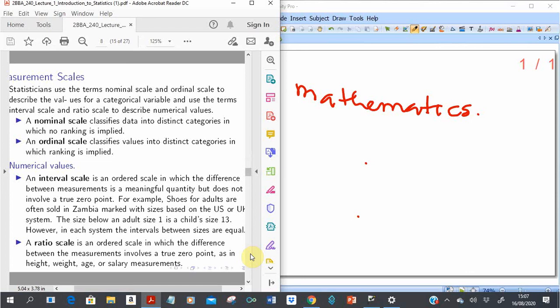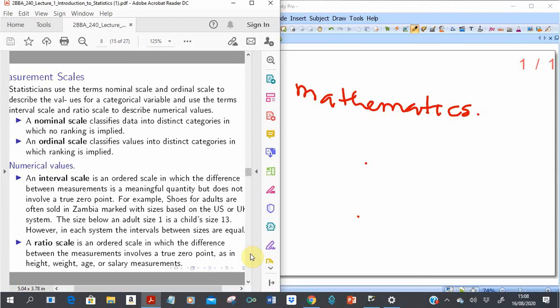Categorical data can be divided into two branches as well. We can have nominal variables and ordinal variables. We can also call them measurement scales, a nominal scale and an ordinal scale. A nominal scale just classifies data that can be categorized without any ranking.